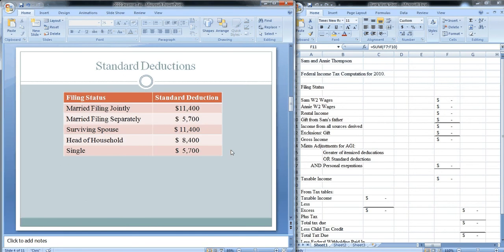Here is a table for standard deductions for each filing status. Since Sam and Andy are going to file married filing jointly, they're going to claim $11,400 in a standard deduction. But since their itemized deductions are greater than their standard deduction, they're going to get to claim their itemized deductions, which was $15,780. So it's like extra savings.